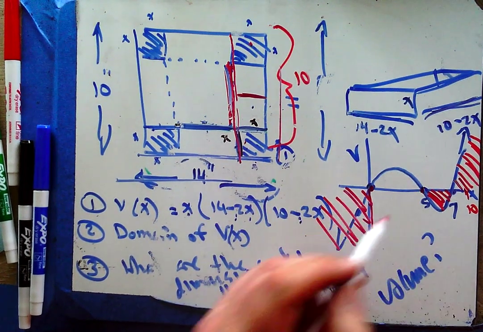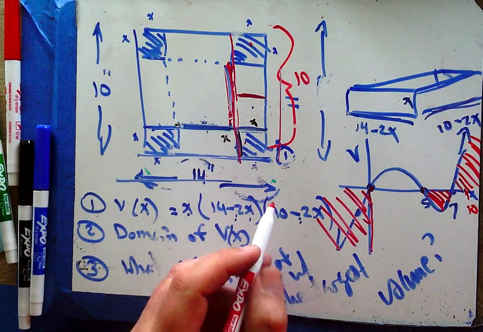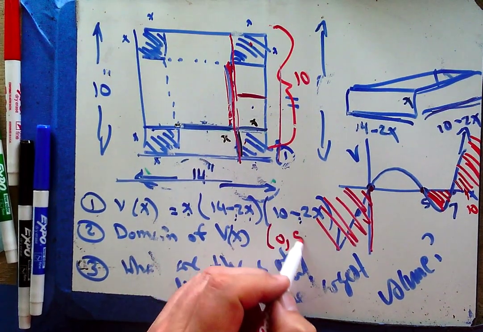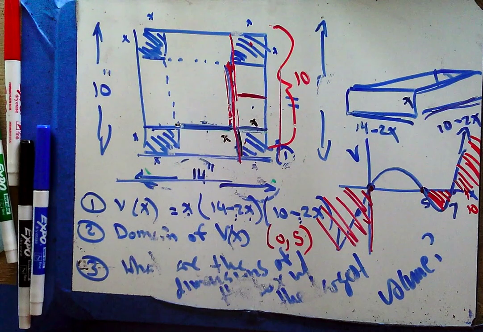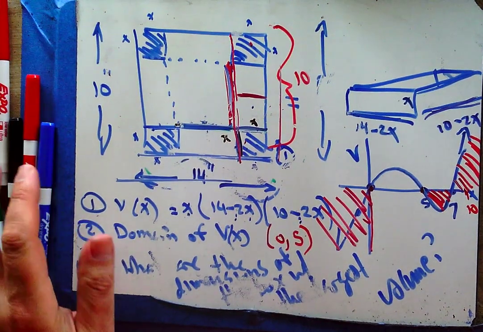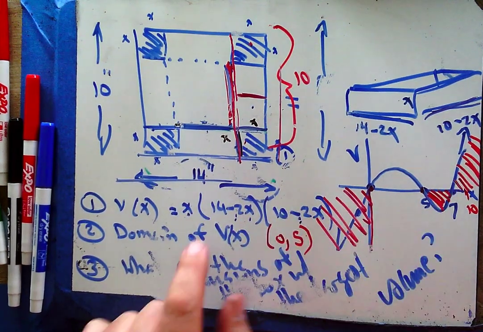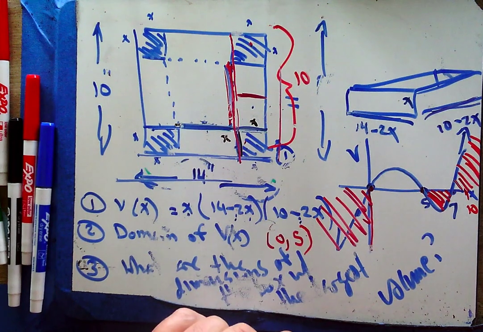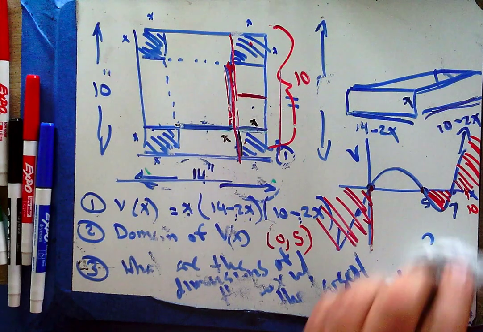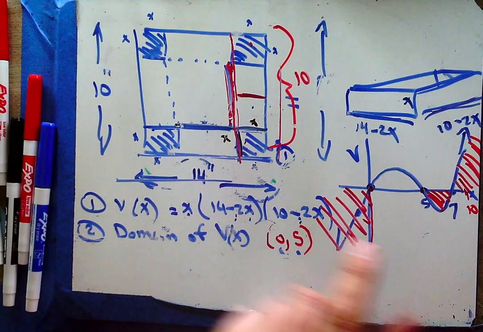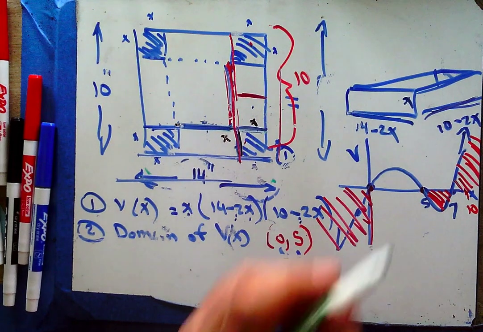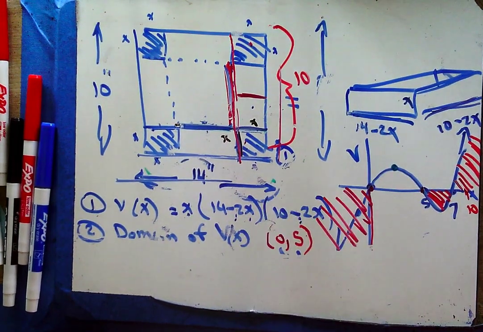So here's my domain. The domain is from 0 to 5. Now, why did I use parentheses there instead of brackets? Well, if I include 0 and I include 5, when I put those numbers into this volume equation, I get 0. And it's kind of a silly box that has a volume of 0, isn't it? So I'm not including the values that make the volume equal to 0. Okay, so we've got 2 parts done. The last part is to find the maximum volume, or the dimensions that make that maximum volume.